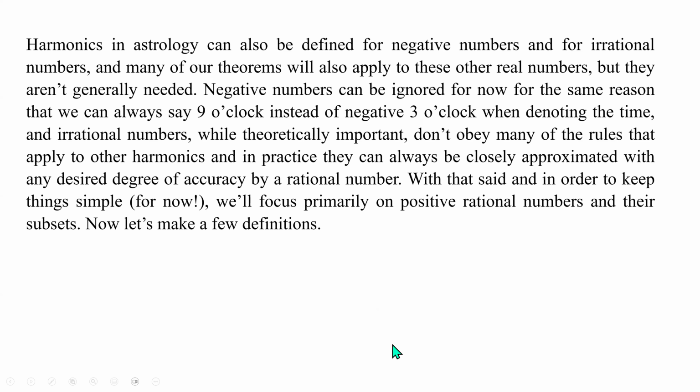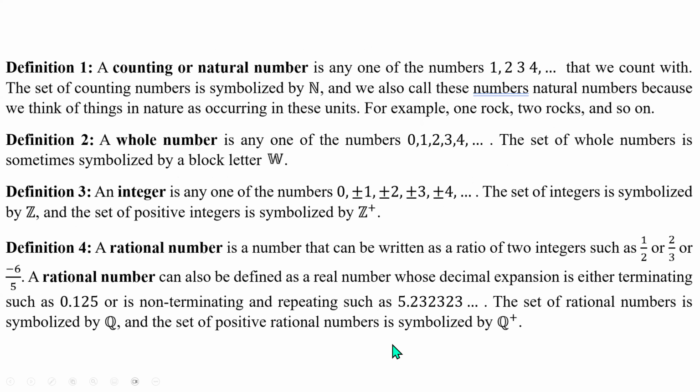Now let's make a few definitions. Definition 1, a counting or natural number is any one of the numbers 1, 2, 3, 4, etc. that we count with. The set of counting numbers is symbolized by a block letter N, and we also call these numbers natural numbers because we think of things in nature as occurring in these units.